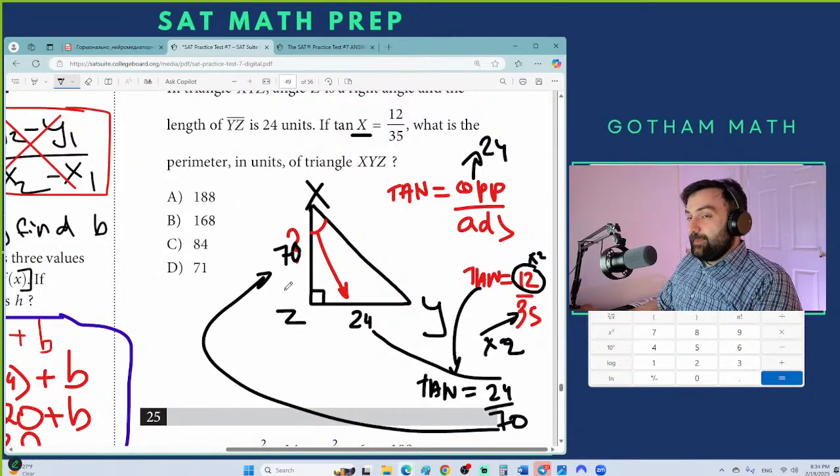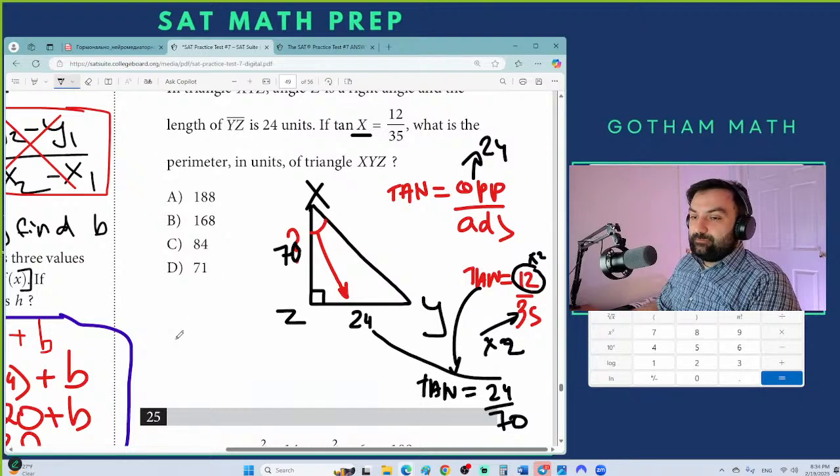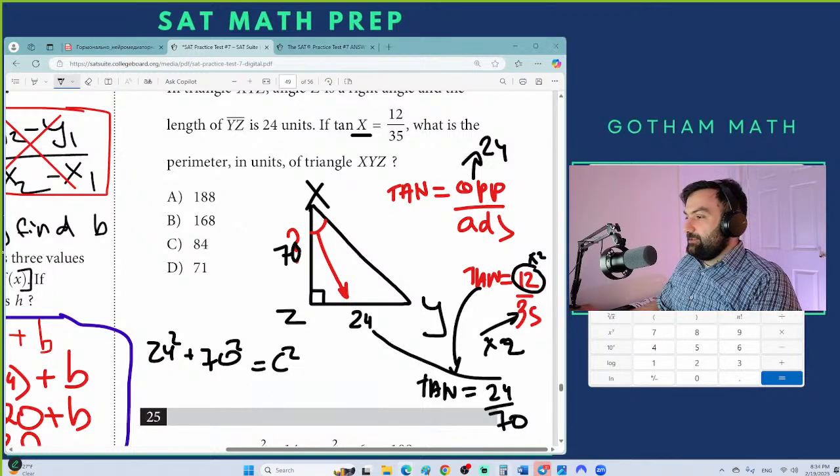That's how it works. Now, we could have set up a proportion, but I'm showing you exactly why and the details of how it actually happened. So now, since we know two sides, we can find the third one by using the Pythagorean theorem. 24 squared plus 70 squared equals c squared. And from there, it's a calculator thing. 576 plus 70 squared, which is 4900, equals c squared.